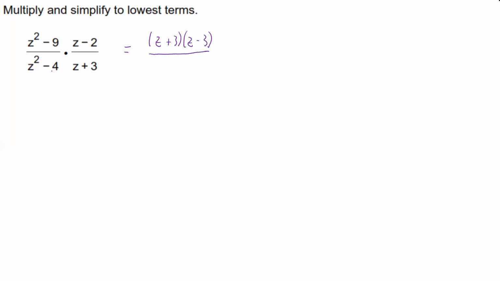Now on the bottom, well, same kind of thing. That's going to be z plus 2, z minus 2. So multiplying it back out, z squared plus 2z minus 2z, they cancel, minus 4. And then we still have z minus 2 over z plus 3.